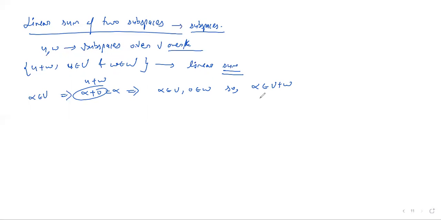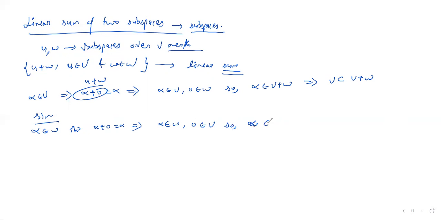So alpha is belonging to U plus W. From this we got that U is a subset of U plus W. Similarly, if alpha is in W, then we can define alpha plus 0 equals alpha, as alpha is belonging to W and 0 is belonging to U. So from this we can get that W is a subset of U plus W.